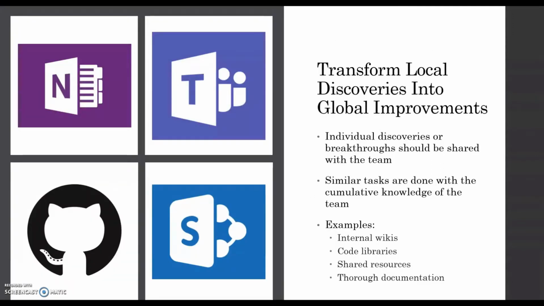It's absolutely critical that individual discoveries are shared with and learned from by the entire company. This is so that when similar tasks are done, it isn't necessary to have to relearn a resolution to an issue. A few examples of these are internal wikis, code libraries, shared resources, and thorough documentation. Some of the tools that can help achieve this are OneNote, Microsoft Teams, GitHub, and Microsoft SharePoint.